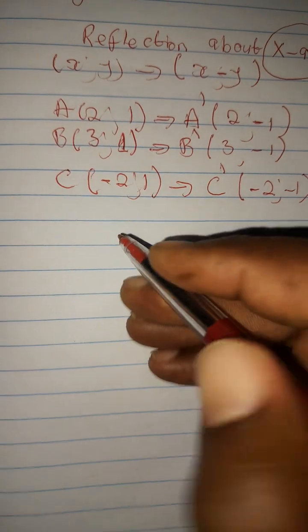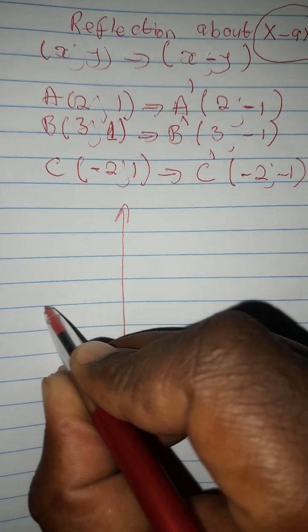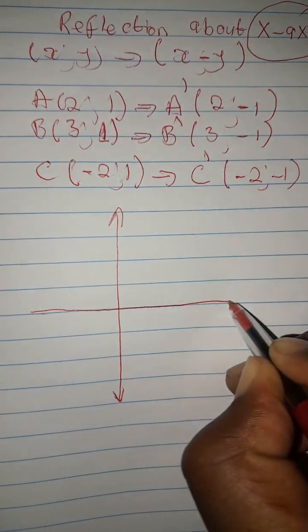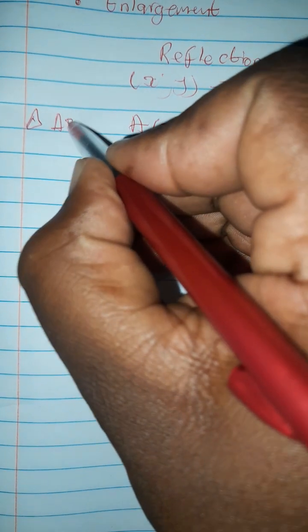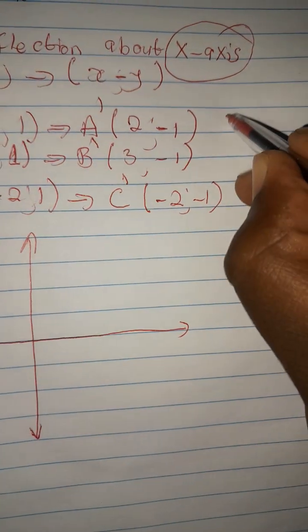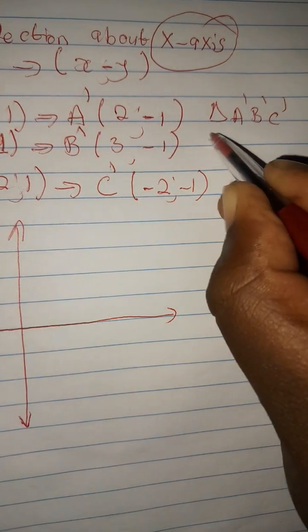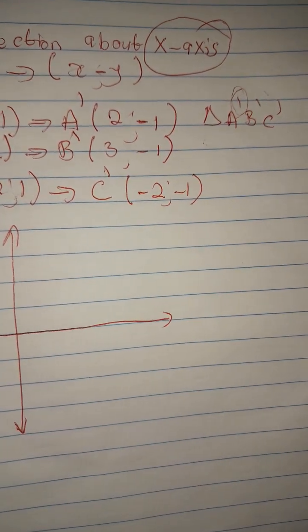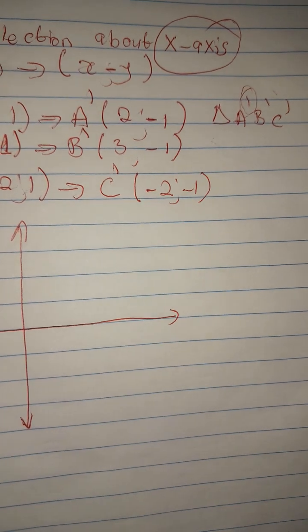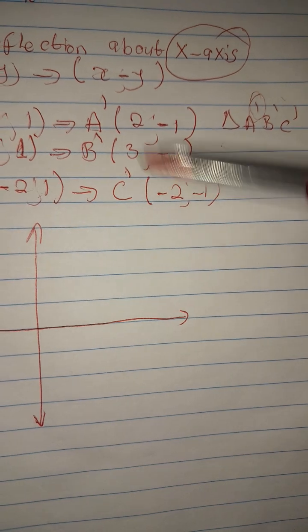So let's put them on a Cartesian plane. This Cartesian plane is where we are drawing our graph. We call this triangle ABC, and we call this triangle A prime B prime C prime. You can see this symbol. It's called a prime, A prime. It's a new image of A. What changes, guys, is only the y values, but the x values remain the same.